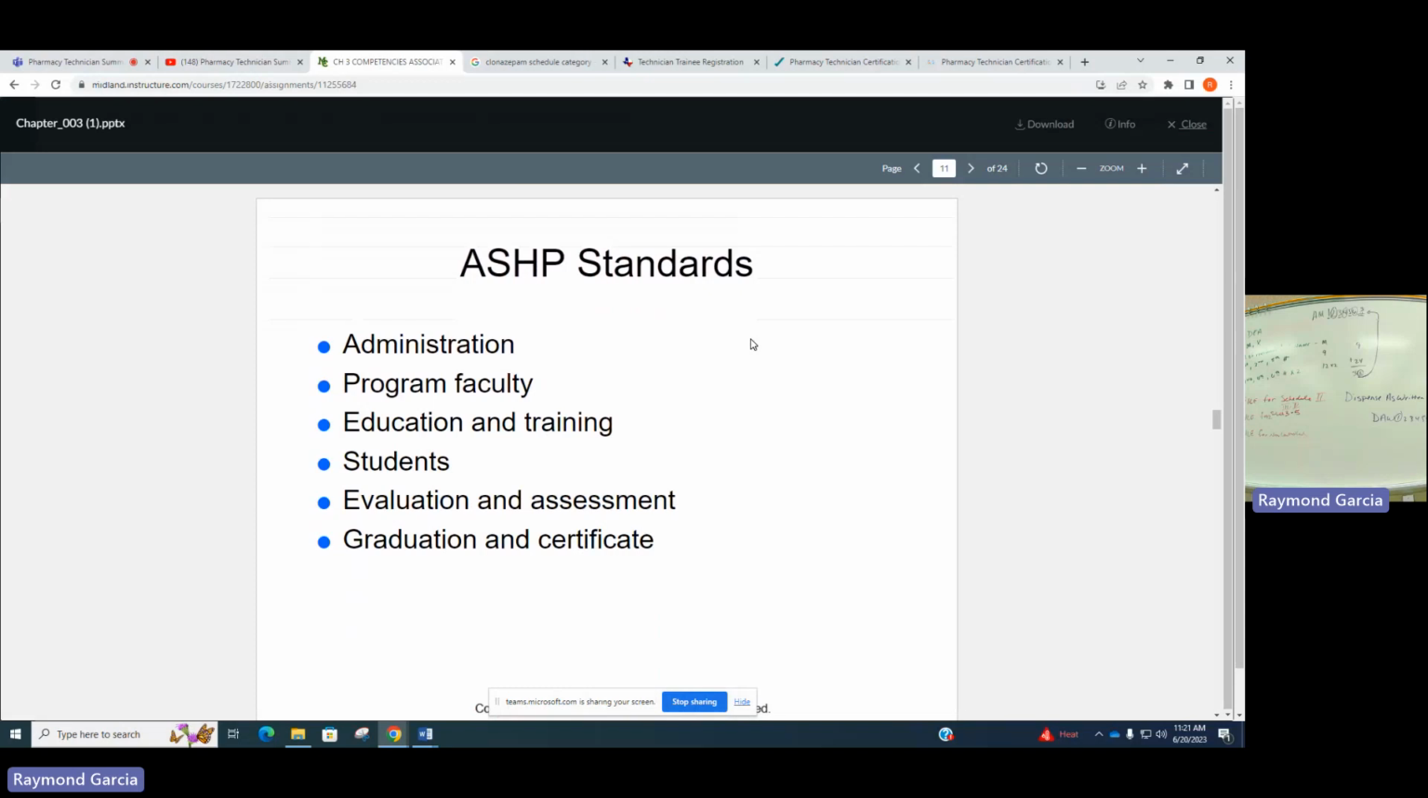So CEs are continuing education. Once you get certified, it's only good for 2 years, and then you have to renew. It says certified pharmacy technicians must renew their certification every 2 years and complete at least 20 hours of pharmacy related continued education, also known as CEs. 20 hours.